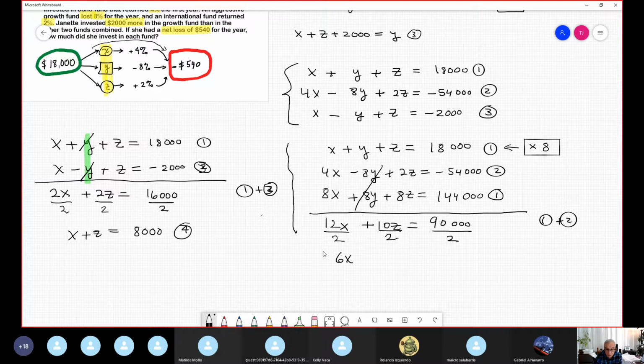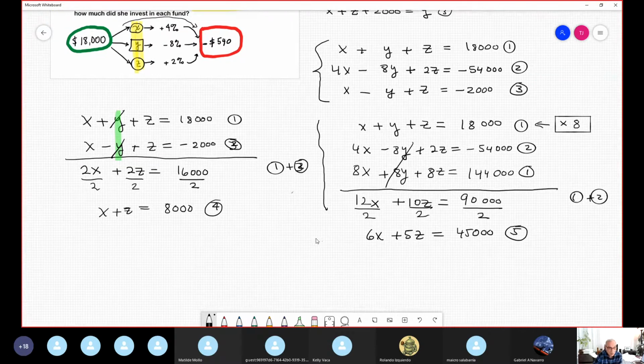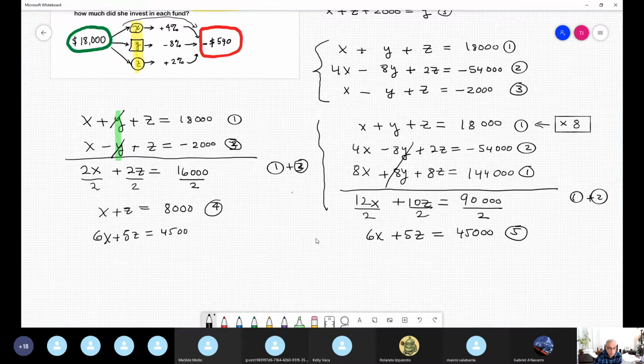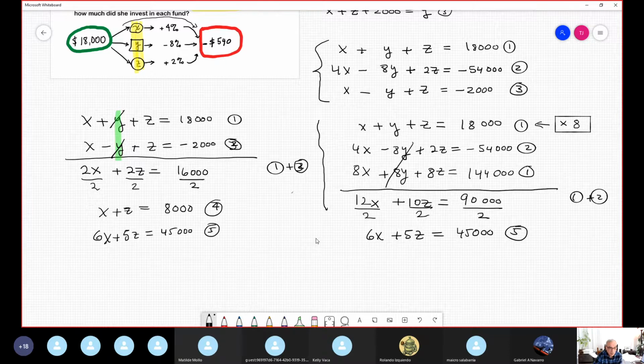Is 6x plus 5c equal 45,000. Okay, and this is my equation 5. Everyone follow me so far or no? Yes. Okay, now put together 4 and 5. Maybe here: 6x plus 5c equal 45,000. Equation 5. Okay, I try elimination.